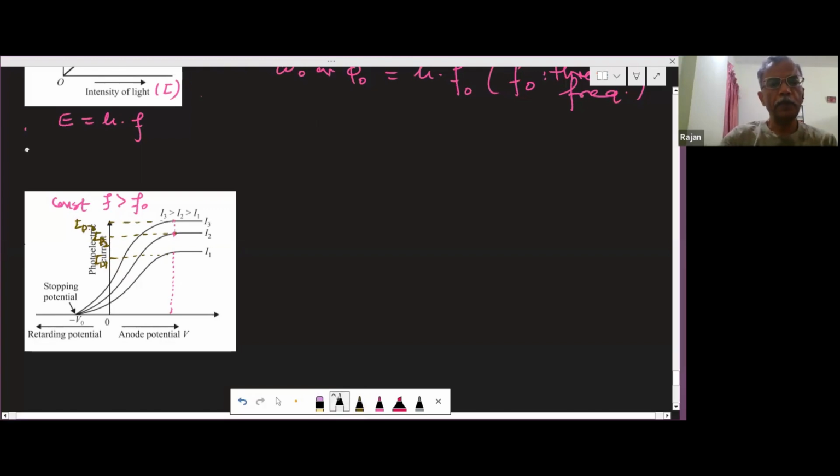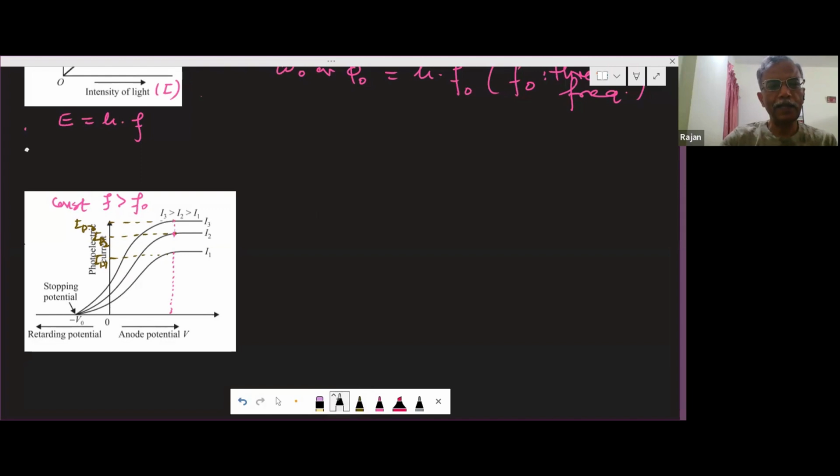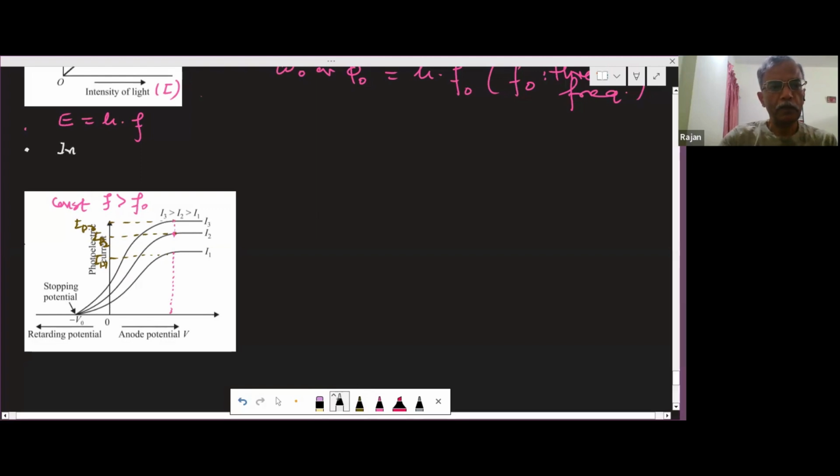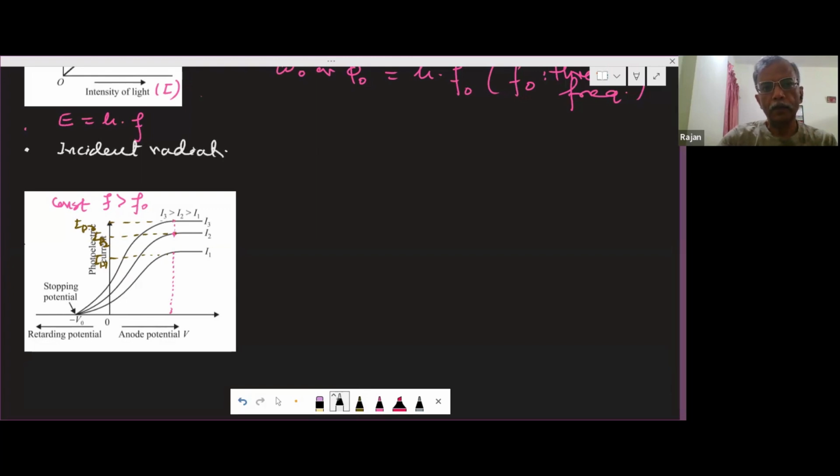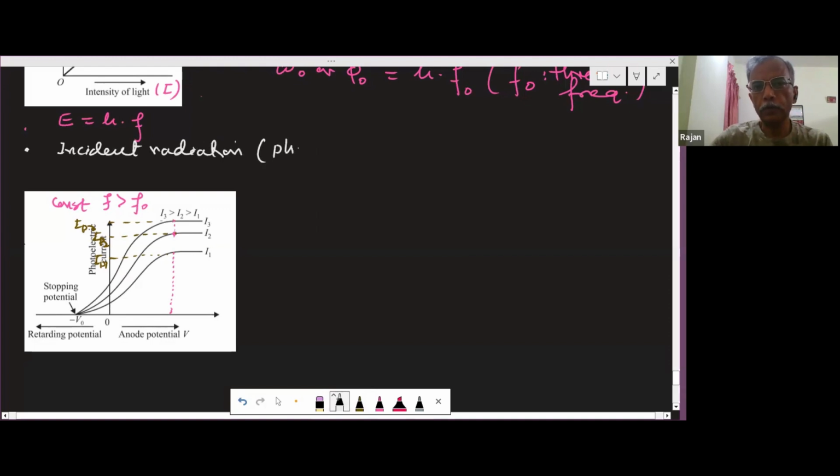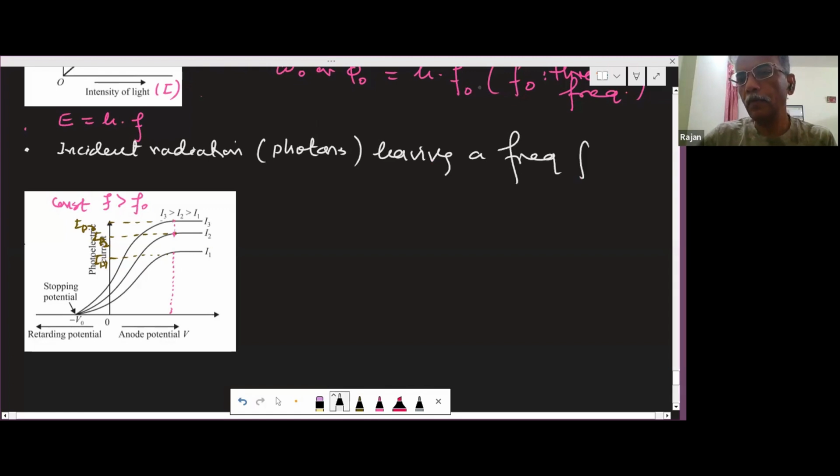So we started discussing one thing. I1 is greater than... One thing I will say is that the incident radiation, that is in the form of photons, mind it, is having a frequency f which is greater than f naught. f naught is the threshold value.